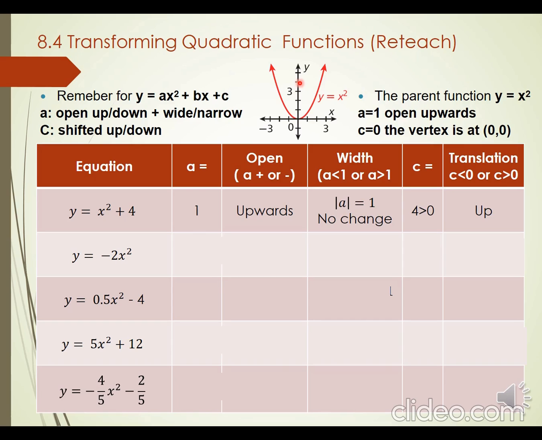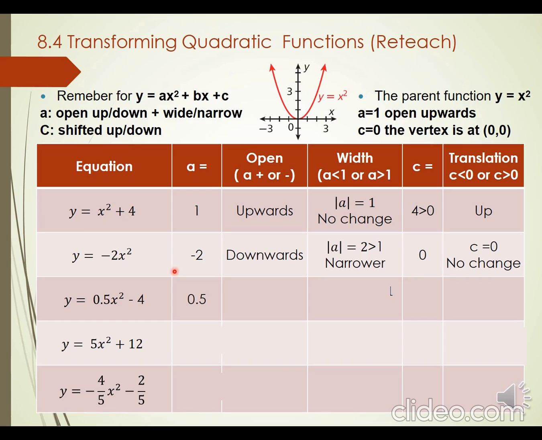Keep going. For the second equation, A is -2. Since it's negative, it's going to open downwards. And since its absolute value is greater than 1, it's going to be narrow. And C is 0, so there's no change with the translation. The vertex will stay at 0, 0.